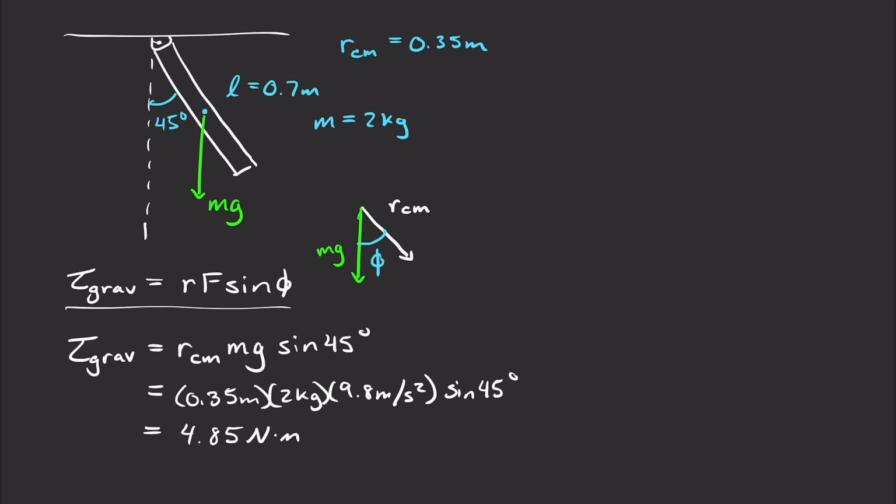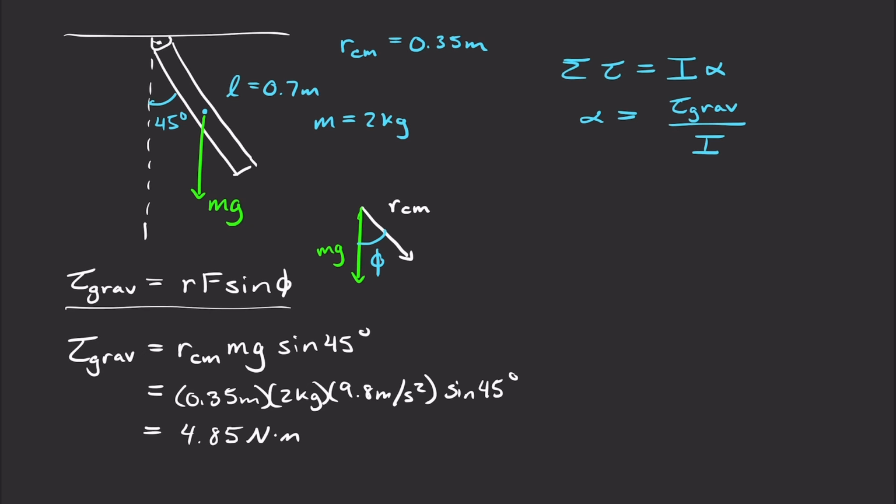Okay, now we know all of the torques. There was only one torque acting on the rod that would cause it to accelerate. And so in order to find that acceleration, we need to use Newton's second law for rotation. If we sum up all of the torques on a rigid body, that should equal I alpha, the moment of inertia times the angular acceleration. Since the torque from gravity is our only torque, we can just solve for alpha, and this is our torque from gravity over the moment of inertia.